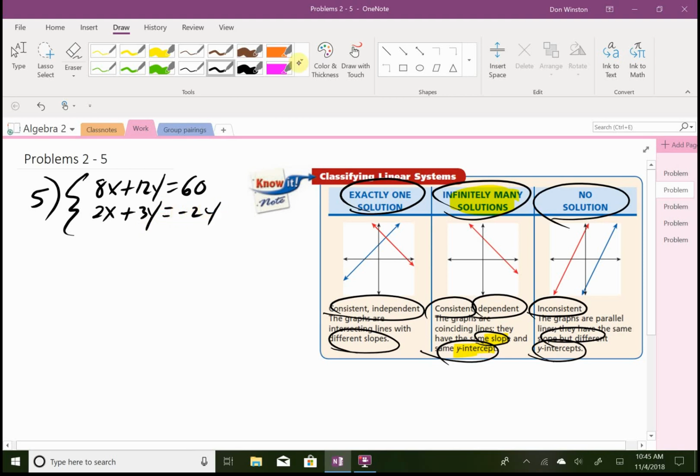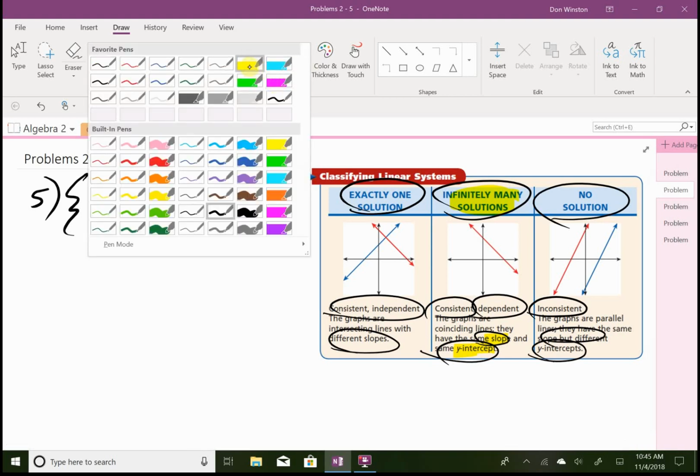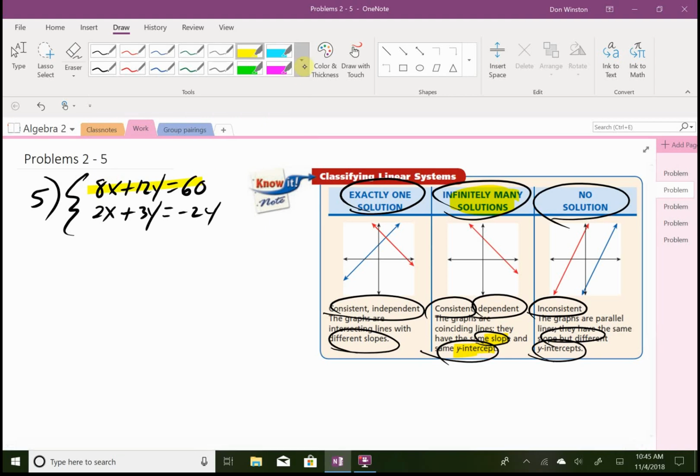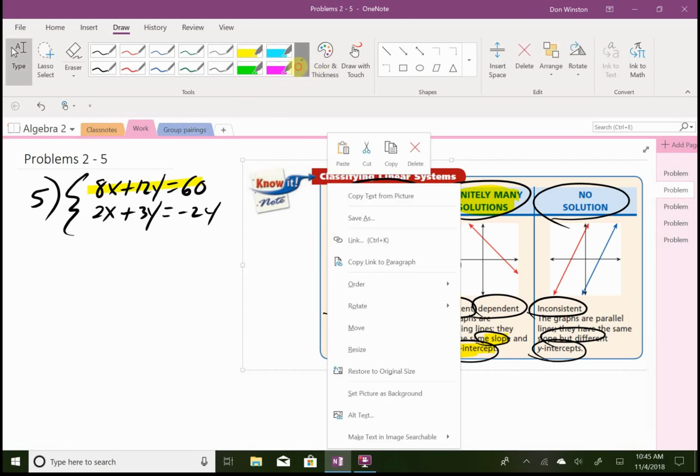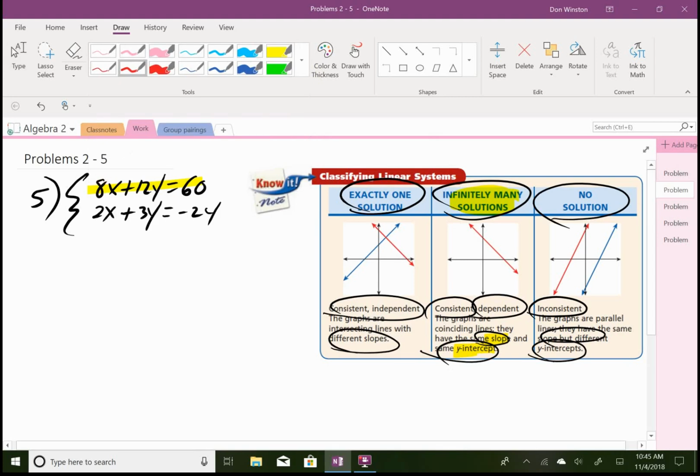So again, always look to divide an equation by a number if you can. It makes your life much easier. It's a lot easier working with smaller numbers than larger numbers. So the first equation I see, I can divide, well, my terms are 8, 12, and 60. My largest factor is 4. So 8x divided by 4 will give me 2x, and then 12 divided by 4 will give me 3y, and then 60 divided by 4 will give me 15.